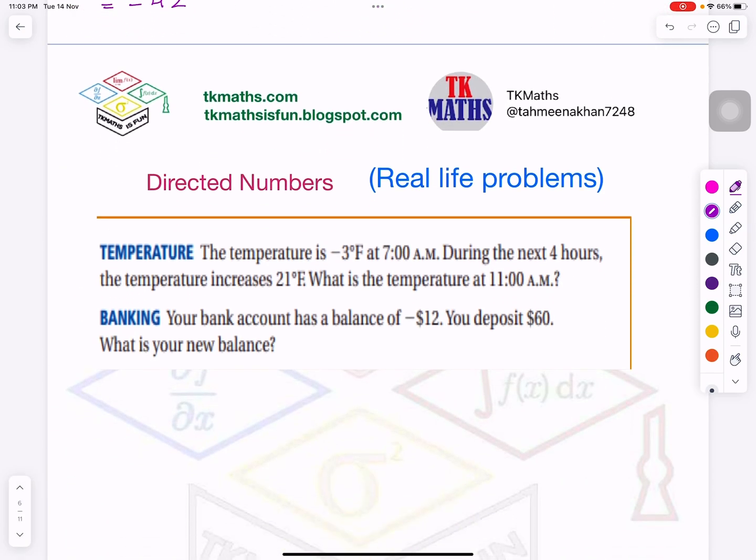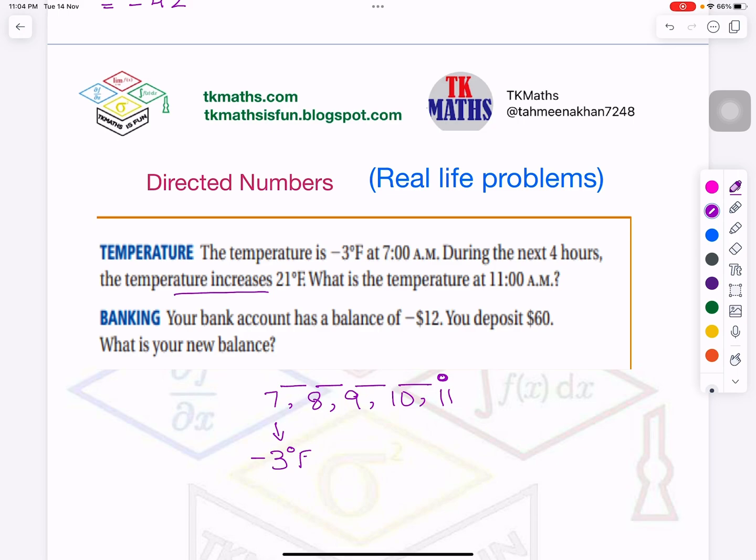Now let's see two more questions here. The temperature is minus 3 degrees Fahrenheit at 7 a.m. Now this is connected with the time. So at 7 a.m. in the morning, the temperature was minus 3 degrees Fahrenheit. During the next 4 hours, 4 hours means from 7 if you go 8, 9, 10, 11. So you see 1 hour difference. So now he is talking about this time. So here the temperature was minus 3 degrees Fahrenheit, and now the temperature has increased 21 degrees Fahrenheit.